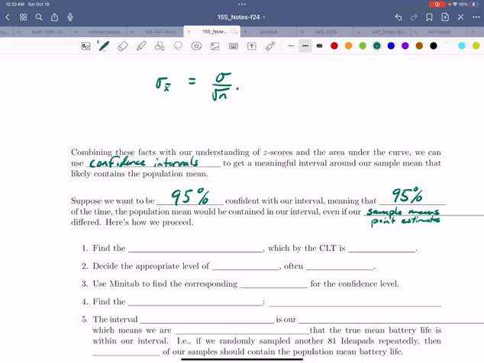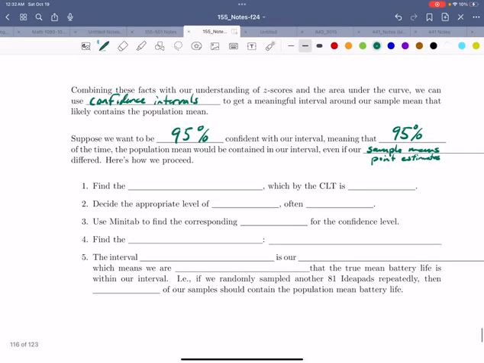Now, I'm going to do a slightly more drawn-out procedure for what we're going to do sometimes, because sometimes you can use Minitab to skip a couple of steps, but we have to understand concepts first. We have to understand the whole process. First off, we're going to find the standard error, which by the central limit theorem is population standard deviation over root n. Remember, we're assuming unrealistically that we know what the population standard deviation is. Then we're going to decide the appropriate level of confidence, often 95%.